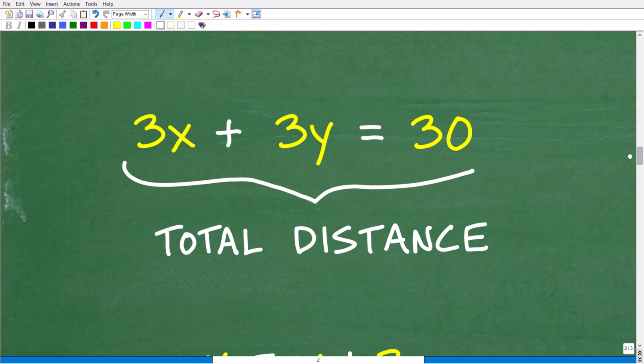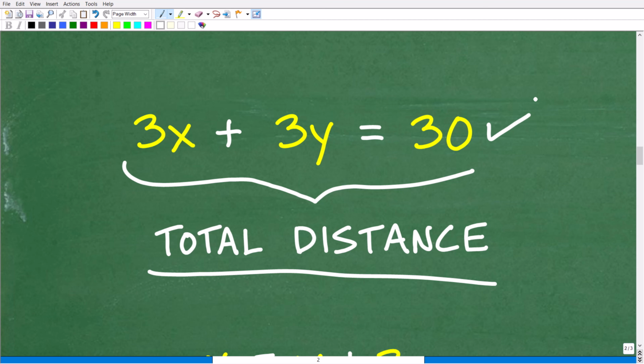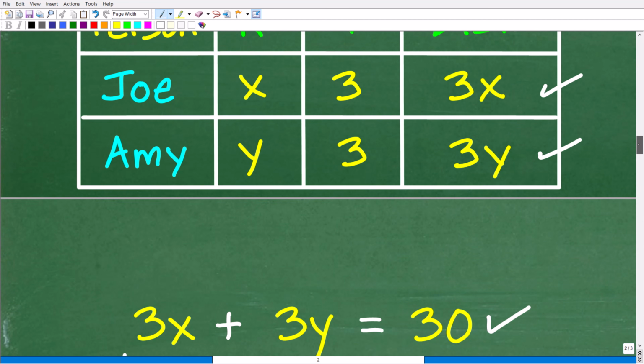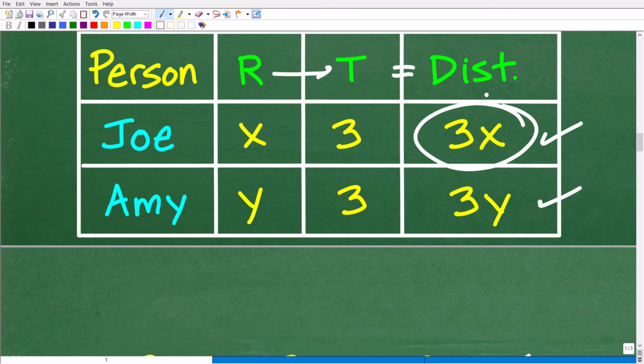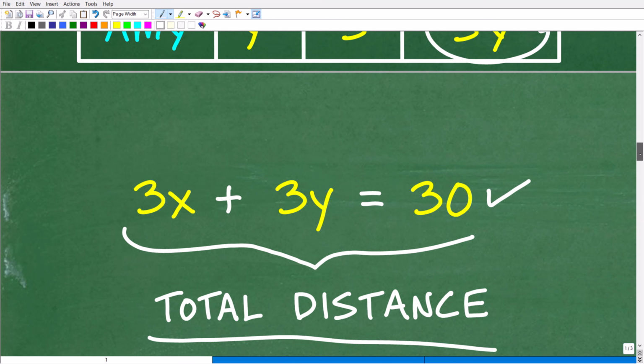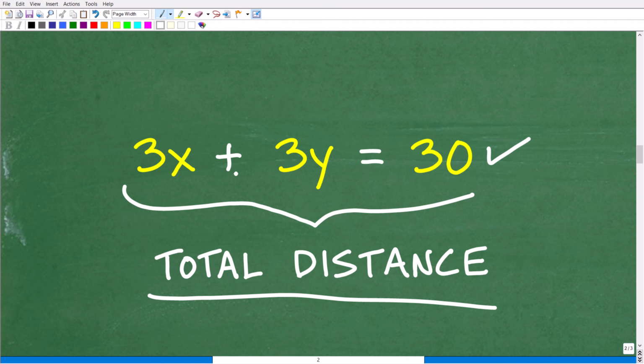Okay, so let's go ahead and build these equations. So our first one is this. The total distance between Joe and Amy is 30 miles. All right, so this is 3x plus 3y is equal to 30. Let's understand this equation right here. Okay, so this is Joe's distance right here, 3x. This is how far Joe ran in those 3 hours. Amy ran this distance, 3y, but both of their distances together make up that 30 miles. So if we add up Joe and Amy's distance, how much they ran, it's going to be equal to 30 miles. Okay, so this is the first equation, hopefully, that most of you saw that we can build.